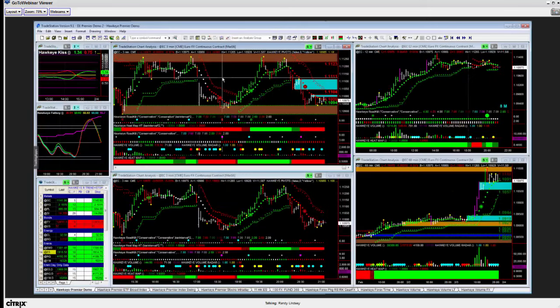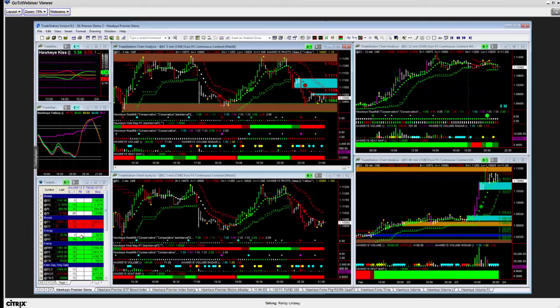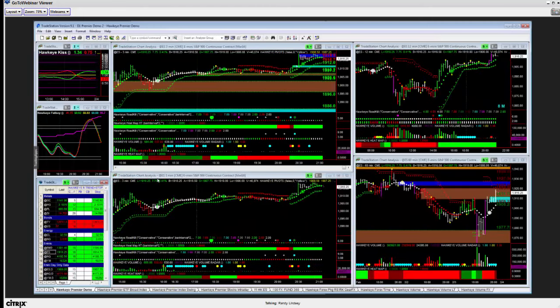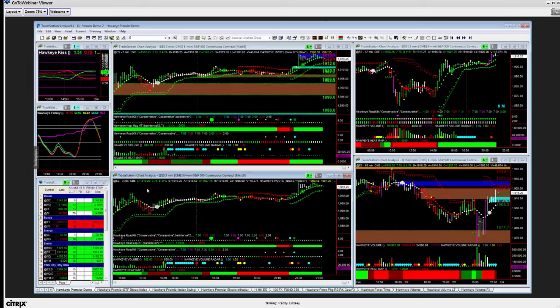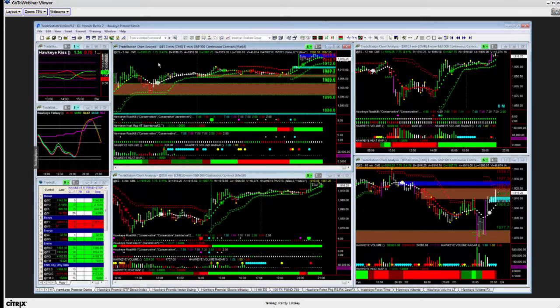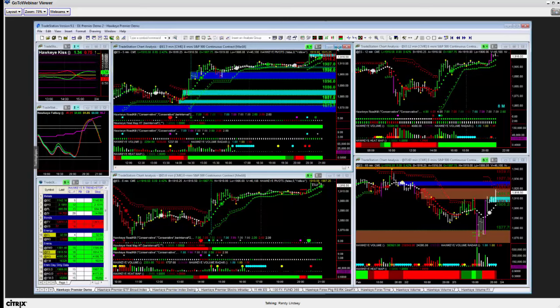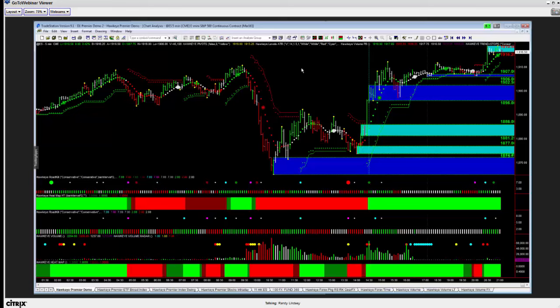Someone wants to see the S&P on a 5-minute chart. So here is the S&P. I currently have it on a 3. This one right here should be a 6-minute. Okay, I'll make it a 5-minute chart. So I have my zones on it, and I'll expand it out so you can see it clearly.